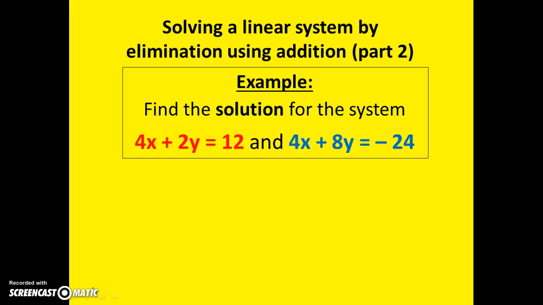So this is part 2. We're going to do it through example again. Find the solution for the system 4x plus 2y equals 12 and 4x plus 8y equals negative 24.